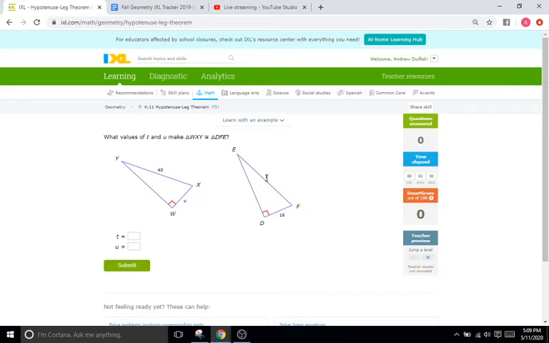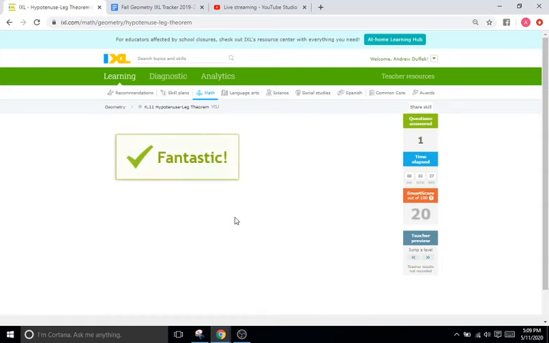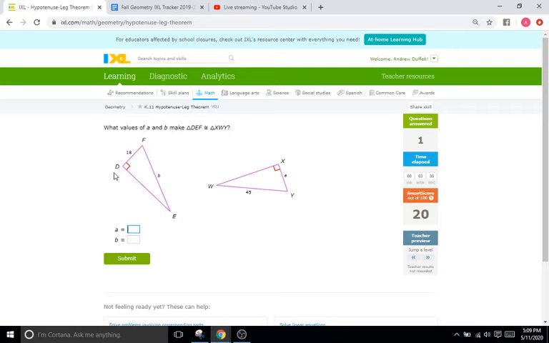So this problem is saying you have two triangles that are congruent, and we know they are congruent because it tells us so here. And therefore, the hypotenuses are going to be the same. The legs are going to be the same, and then the right angle, of course, is the same. So T is going to be 40, and U is going to be 16. Okay, next one. A looks like it is going to be the leg over here, so that's going to be 18. And B looks like it's going to be 45.